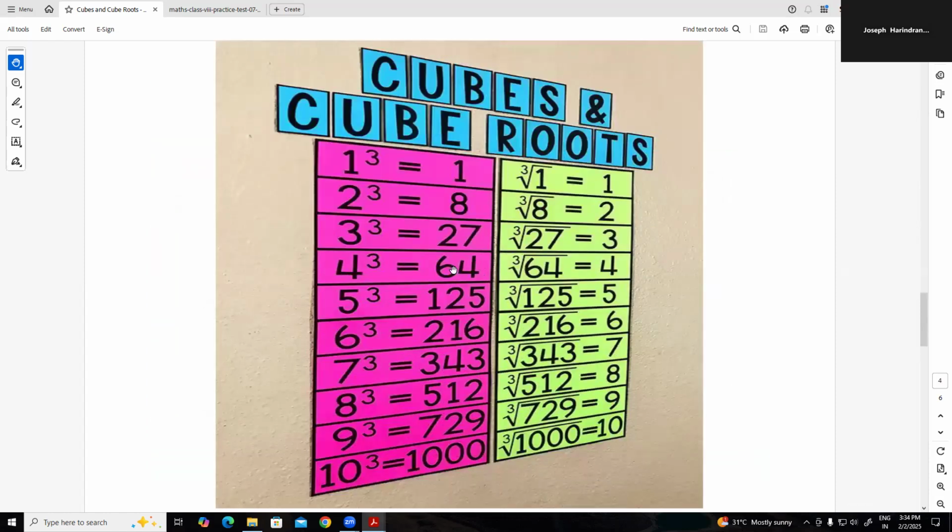If you take the cube root of 512, it ends in 2, so it should be 8. For 216, it ends in 6, and therefore the cube root should be 6. The cube root of 343 ends in 3, so the cube root should be 7. The cube root of 27 is 3, since 3 cubed ends in 7. And for 729, the cube root is 9. Ending in 0, it will be 10 again. So these are the standard things about the concepts of cubes and cube roots.